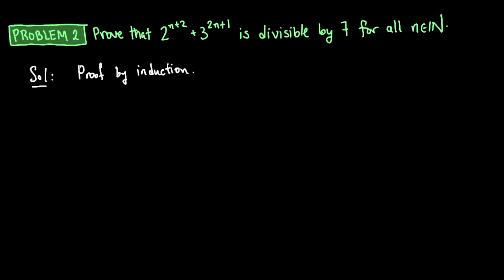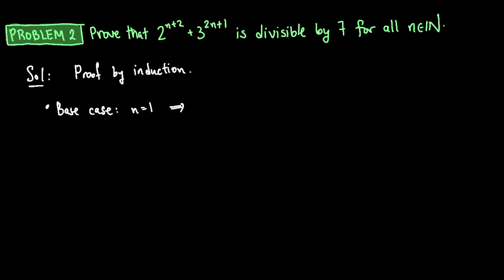So let's identify the base case. And again, I'm saying for all natural numbers, so the base case is n equals 1. In this case, I've got 2 to the n plus 2, so n plus 2 would be 3 if n is 1, plus 3 to the 2n plus 1, and 2n plus 1 is again 3. So I've got 8 plus 27, which is 35. And 35 is a multiple of 7, so I'm good in this case.